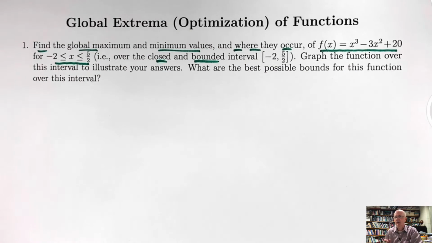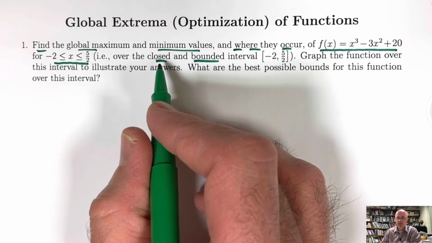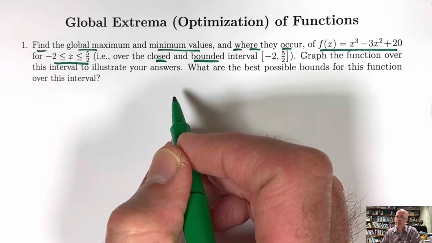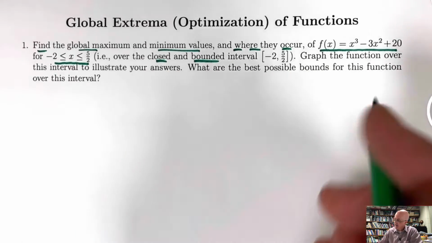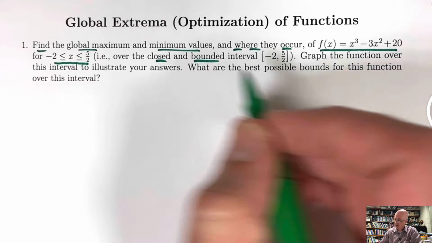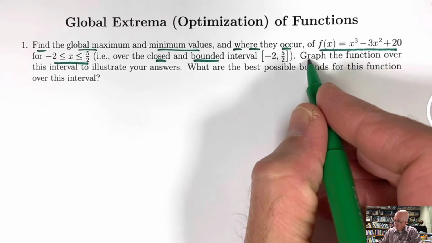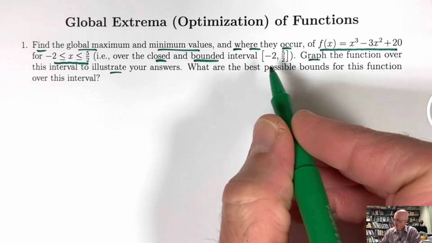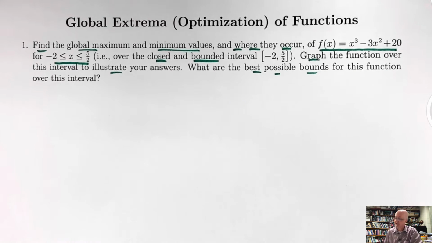There's a theorem called the extreme value theorem that guarantees, if your function is nice, continuous in this case, and the interval in question is closed and bounded, closed means include the endpoints, bounded means it doesn't go off to infinity, then there will be extreme values, global extreme values. It also turns out that those values occur either at the critical points of the function or at the endpoints of the interval. We're also going to graph the function to illustrate the answers and find the best possible bounds for the function over the interval that's related to the global max and min values.